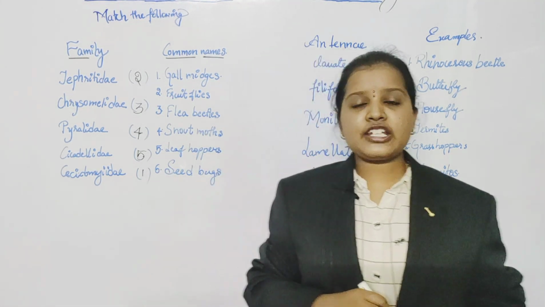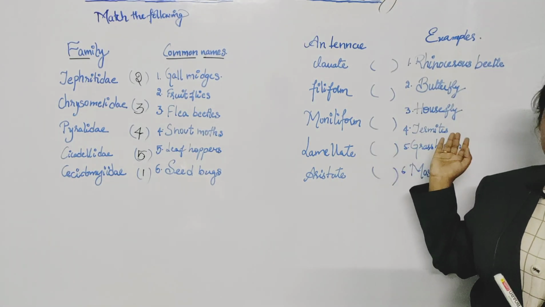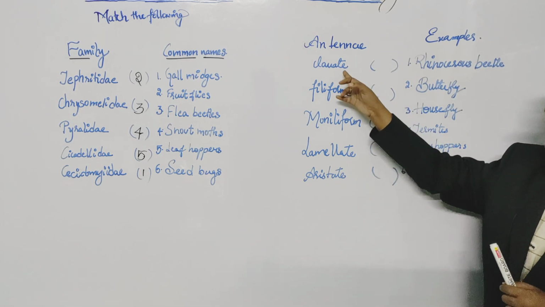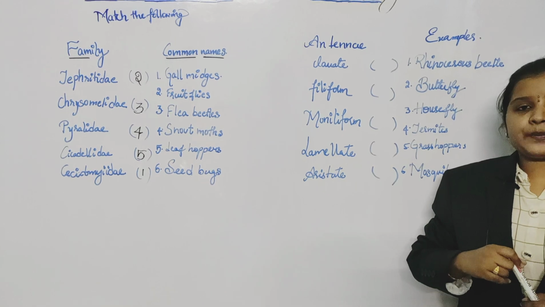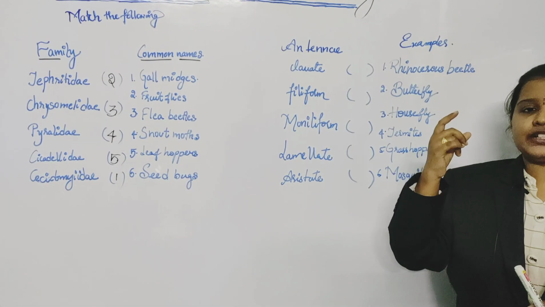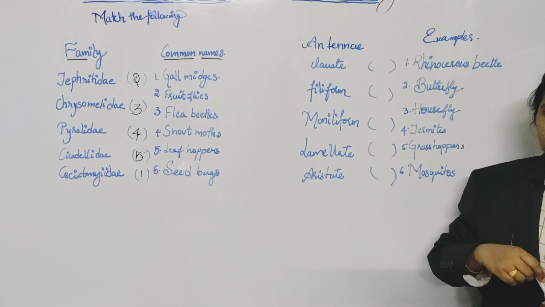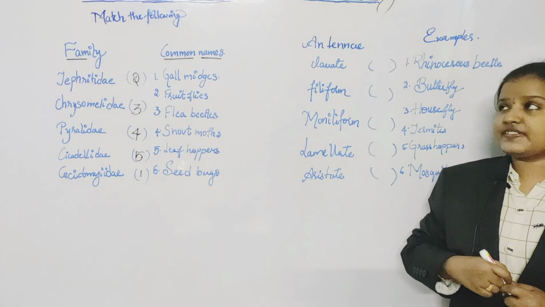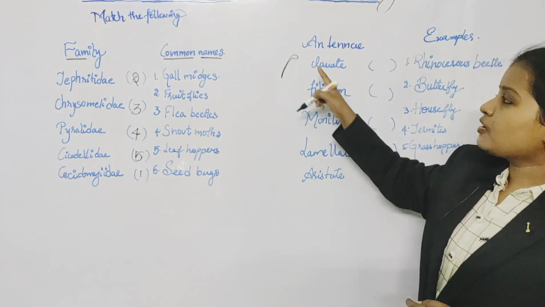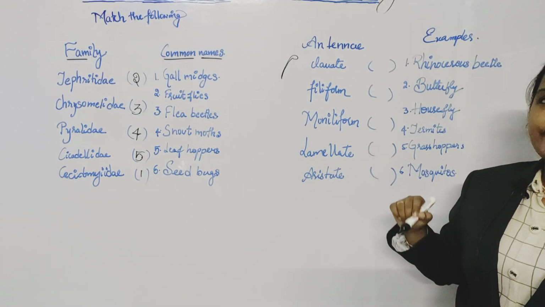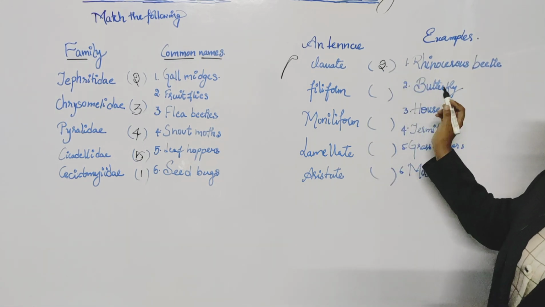And here the next matching is about the type of antennae and in which insect they are present. First is clavate type of antennae. What is the meaning of clavate antennae? The segments increase gradually to the tip and at the end of the antennae form a knob-like structure. We see this type of antennae in butterflies. So here we can write the second option, that is butterflies.